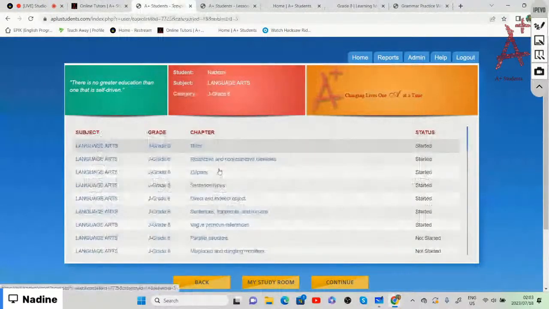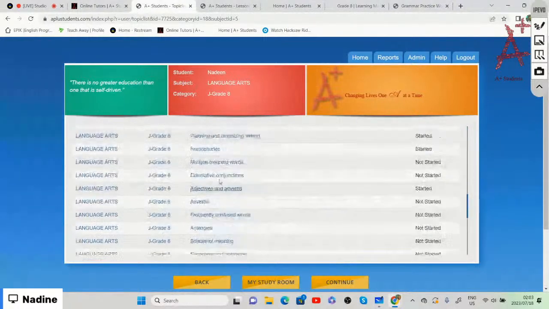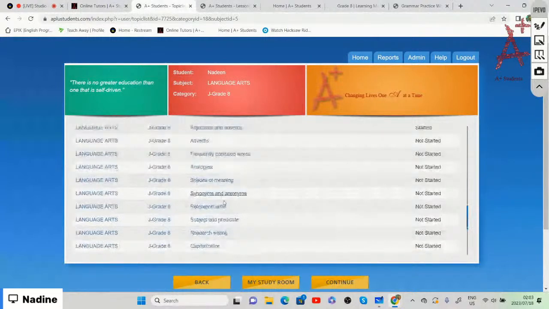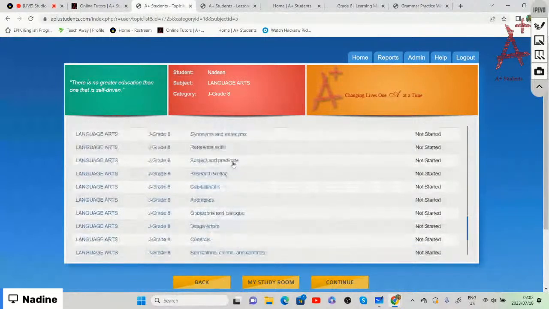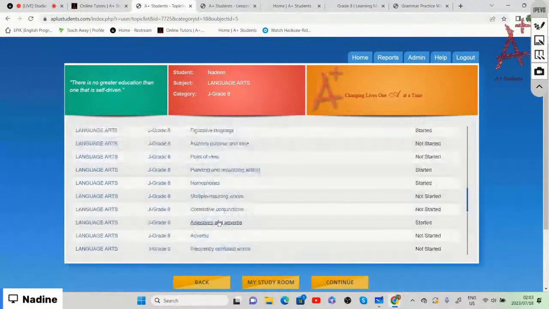All right. So in today's lesson, we said that we are doing adjectives and adverbs, right? So you're going to scroll down to the chapter of adjectives and adverbs. So you're going to scroll down all the way until you get to adjectives and adverbs. Then you're going to click on the chapter adjectives and adverbs.